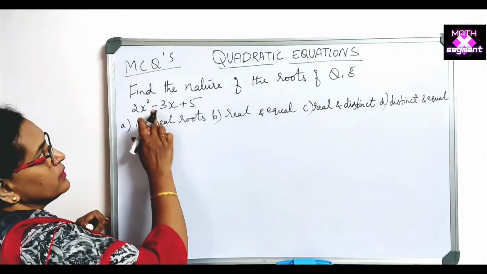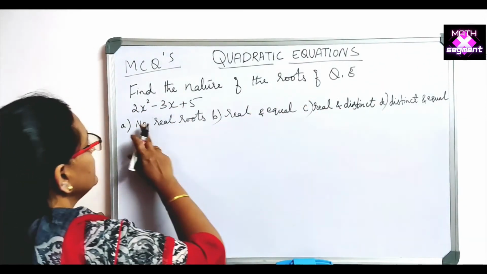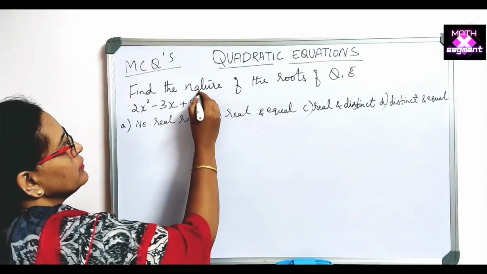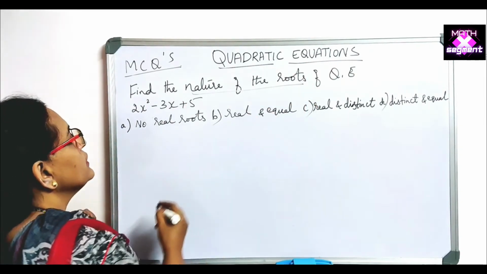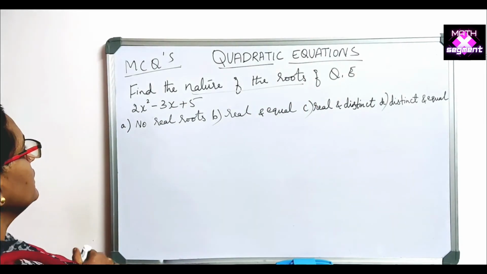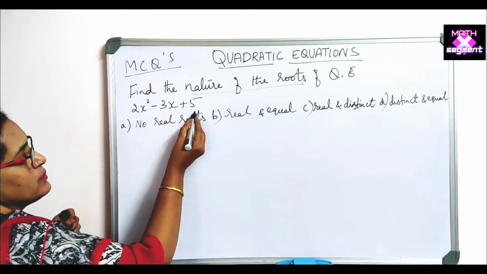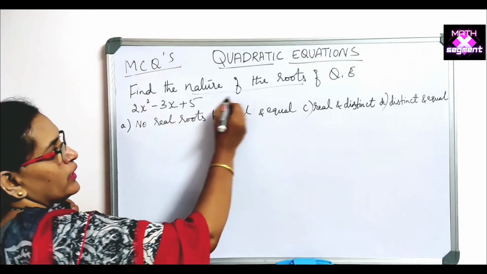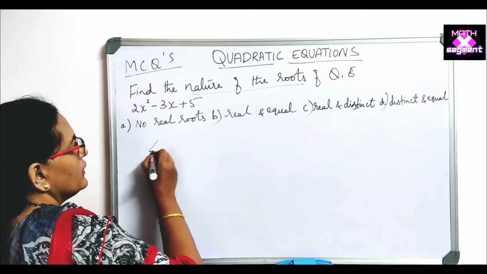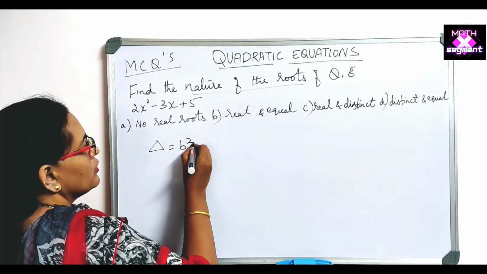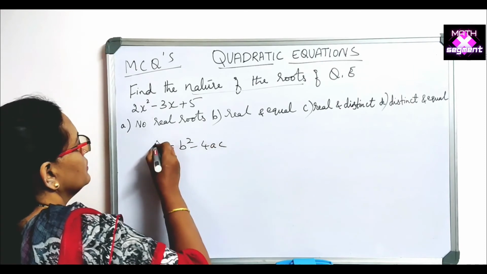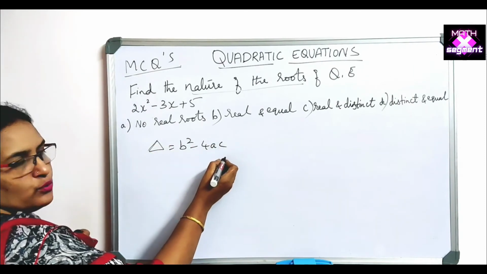Let's solve the next question. Find the nature of the roots of the quadratic equation. So here the equation is given, you have to find the nature of the roots. The given equation is 2x square minus 3x plus 5. So when you have to find the nature of the roots, we have to use the discriminant formula itself. That is delta is equal to b square minus 4ac.